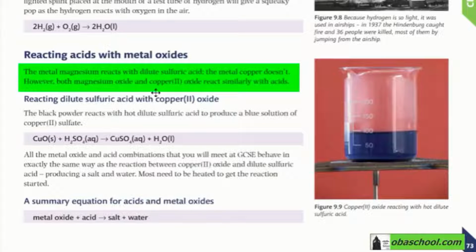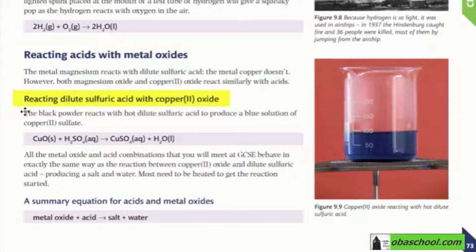Both magnesium oxide and copper oxide react similarly with acids. So when copper is a metal, it doesn't react with sulfuric acid. But when it's copper oxide, it does react with the acid. Let's start talking about reacting dilute sulfuric acid with copper oxide.